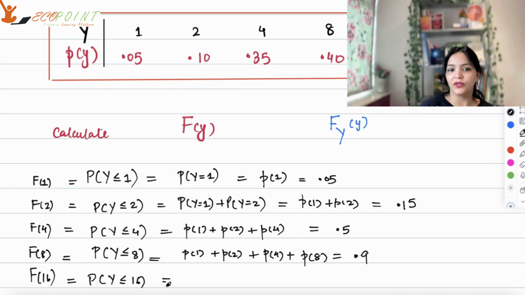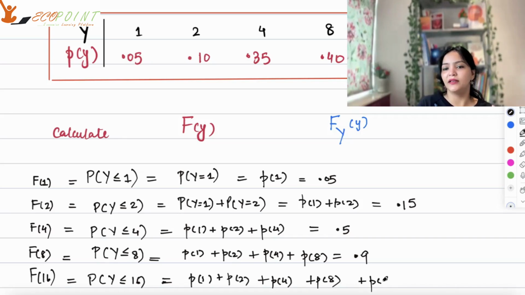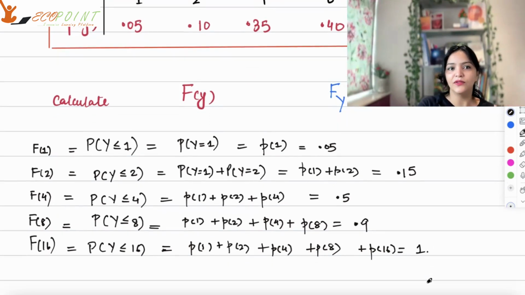Probability y less than or equal to 16, that is capital F16. So what values is y taking which are less than or equal to 16? All these values, right? So P1 plus P2 plus P4 plus P8 plus P16. That means 0.9 plus 0.1 gives you 1, right? So these are your CDF values for the values that y is taking.